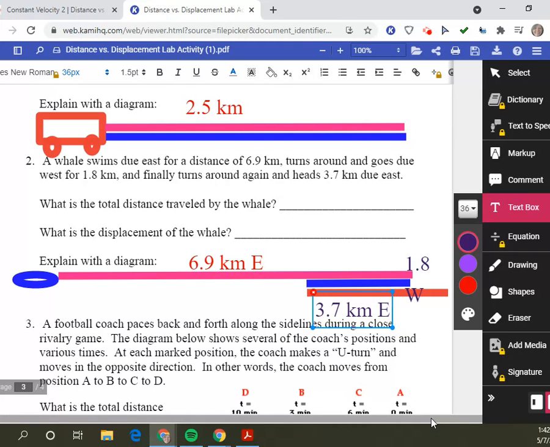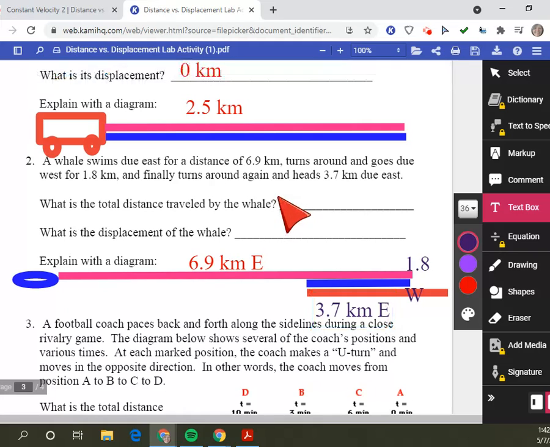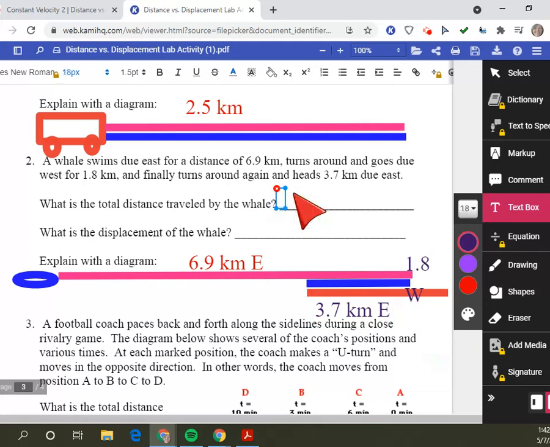Because the total distance traveled by the whale are these three numbers added up. So let's go to this line. And I'm going to make my font a little smaller so it'll actually fit. But 6.9 kilometers plus 1.8 kilometers. Notice the distance does not have directions with it, because distance is that scalar quantity. Okay, equals, and I'm going to pull up my calculator and put that in real quick, because I don't want to make a silly mistake on a video. 6.9 plus 1.8 plus 3.7, that's 12.4 kilometers. Okay, so with distance, we just add it up.